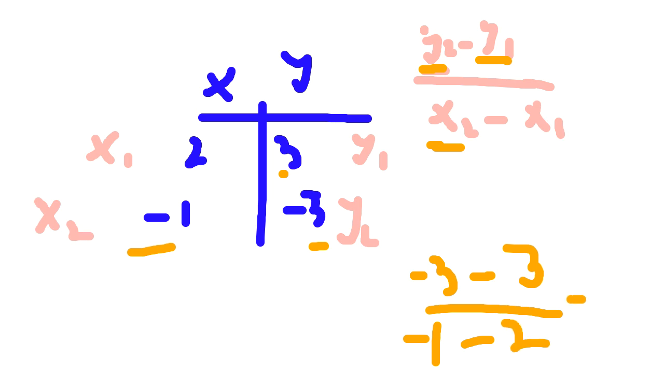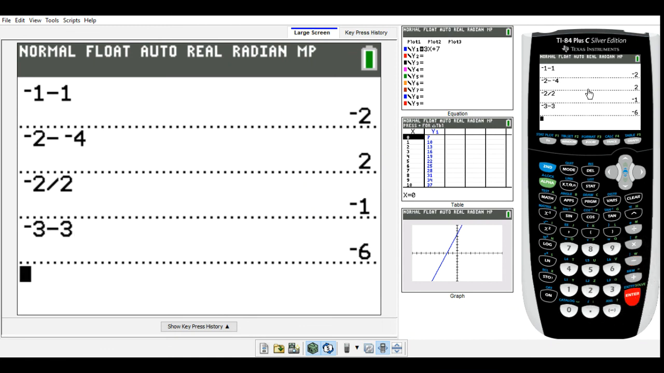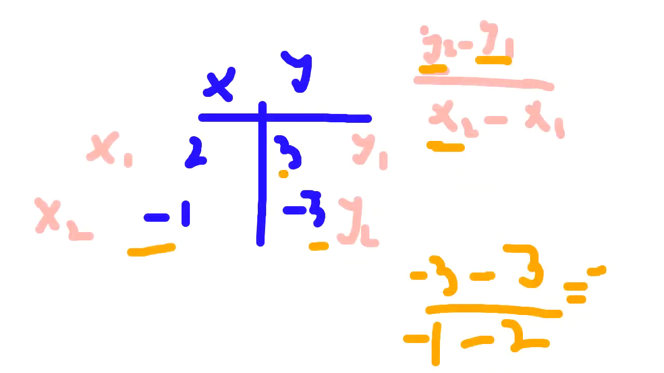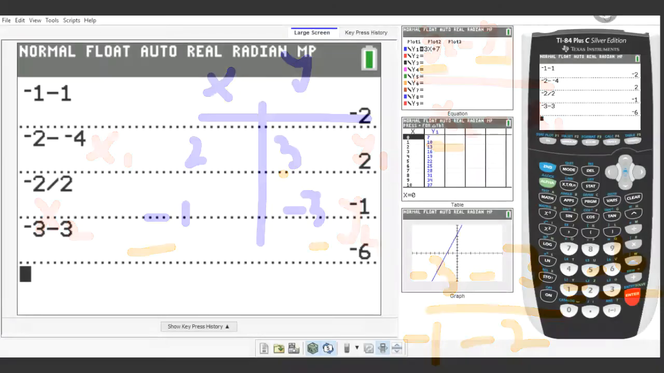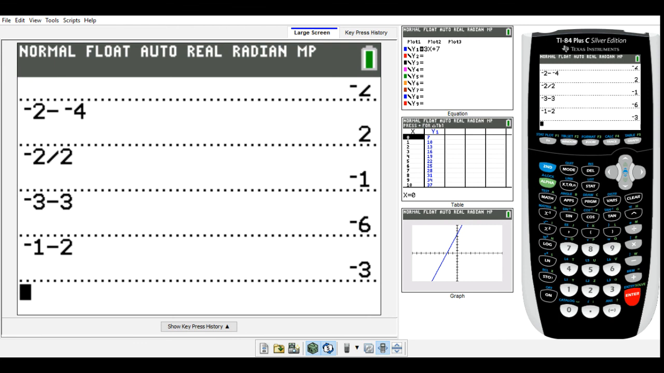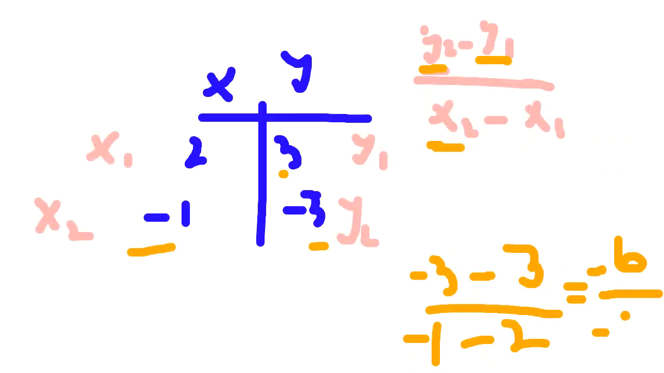When you type this in the calculator, -3 minus 3, if you forgot where the negative sign is, it's at the bottom right of your calculator. -3 minus 3, you should get -6. Divided by -1 minus 2, which is -3. So it's -6 divided by -3.